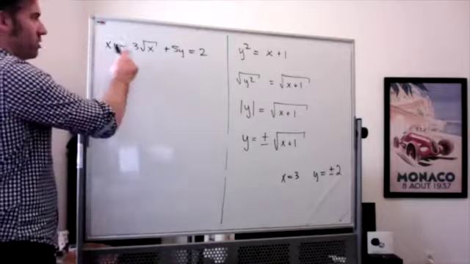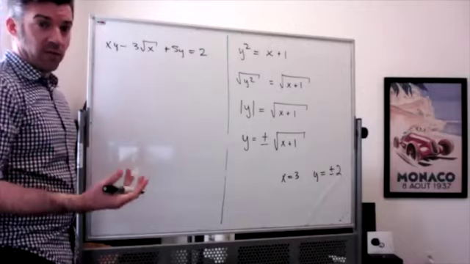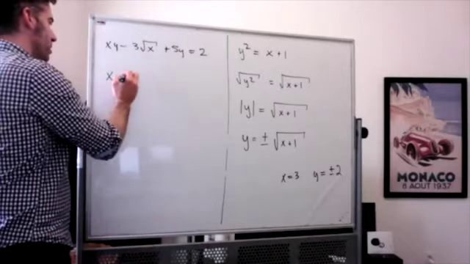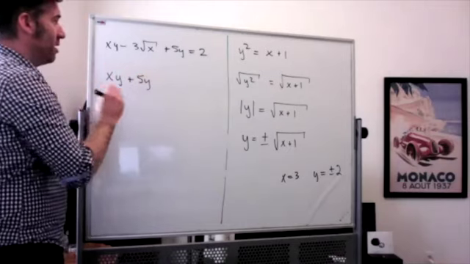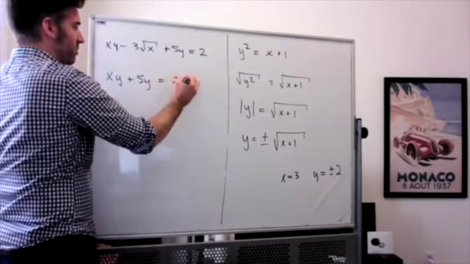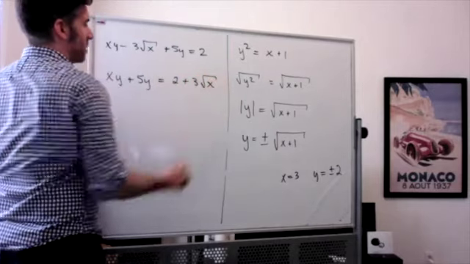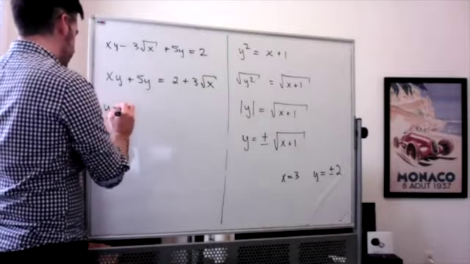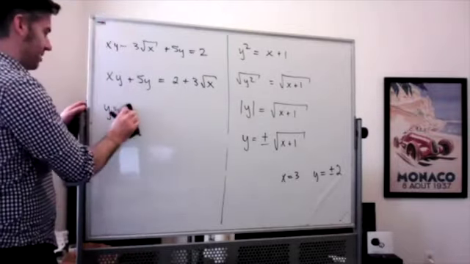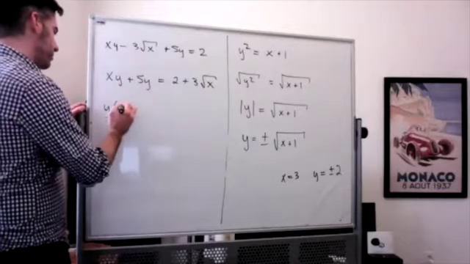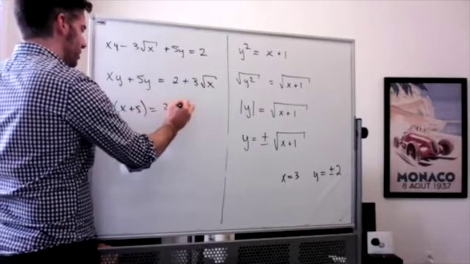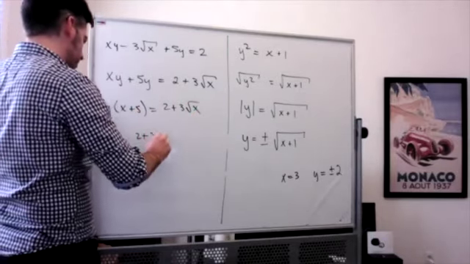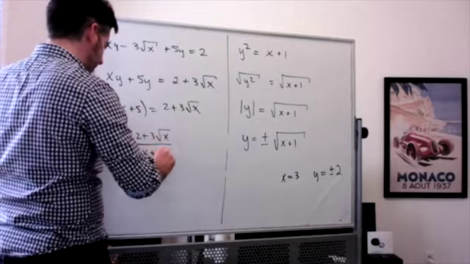In this case, since we've got multiple instances of y, we should group all of our y's on one side and all of our other stuff on the other side. So I'm going to leave xy plus 5y on the left, and I'm going to add this 3 root x on the right. And then I'm going to factor out the y, because I'm trying to isolate y. So I've got y times x plus 5 equal to 2 plus 3 times the square root of x. And then finally, y equal to 2 plus 3 times the square root of x divided by x plus 5.